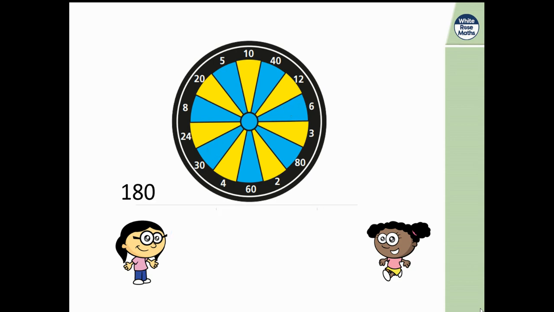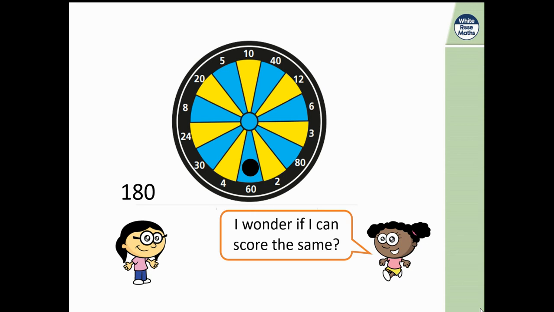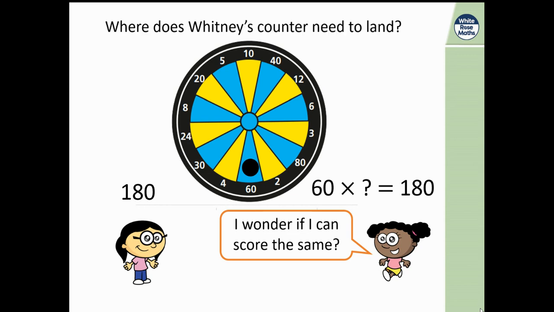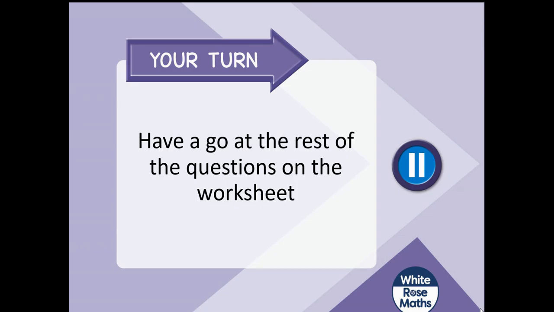So Annie's got 180. Let's see if she can get the same. So she's landed on 60. What will she need to throw in order to get the same score? 60 multiplied by what to get to 180? That's right, she would have to land on the 3 because we know that 60 multiplied by 3 would be equal to 180. Right, so have a go at the rest of the questions on the worksheet and I look forward to seeing how you get on. Don't forget you can use the multiplication grid to help you with your times tables.